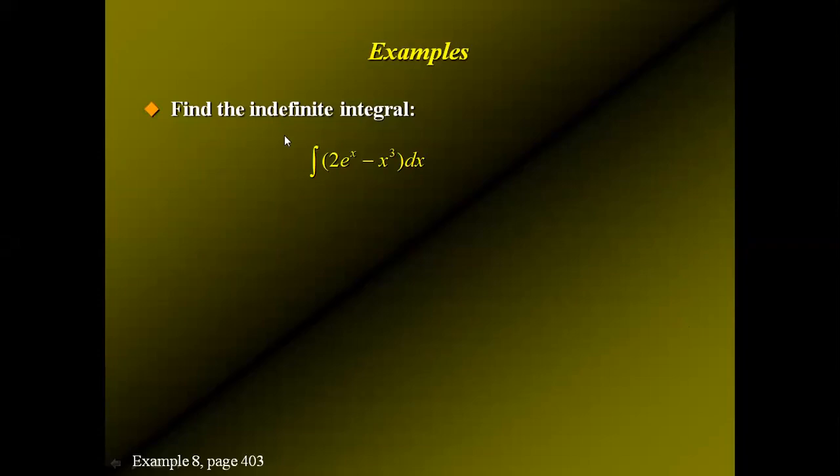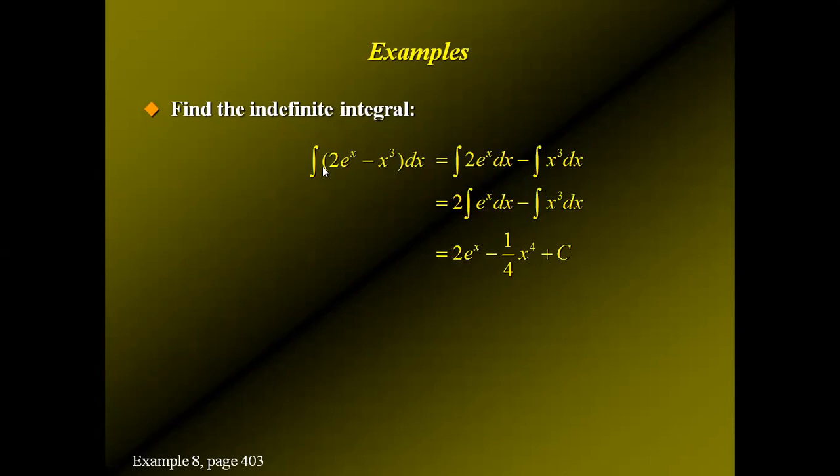Suppose we find the indefinite integral of integration of 2 into e to the power x minus x cube dx. We have to use the sum rule for this. There are two terms, so integration of this minus integration of this. Here the constant multiple of functions, so the constant will be separated. e to the power x integration is only e to the power x. Remember it, e to the power x will never change. Then x to the power n plus 1, so 3 plus 1 divided by 3 plus 1, so 1 by 4 x to the power 4. This is the result.